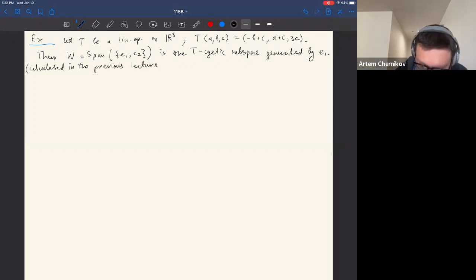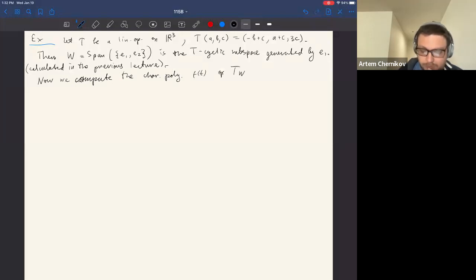Okay, so now let us determine the characteristic polynomial. So now we compute the characteristic polynomial f of T_W, so T restricted to this cyclic subspace. Okay, so we do it in two different ways. So the first way is by using the theorem we just proved, Theorem 5.22.